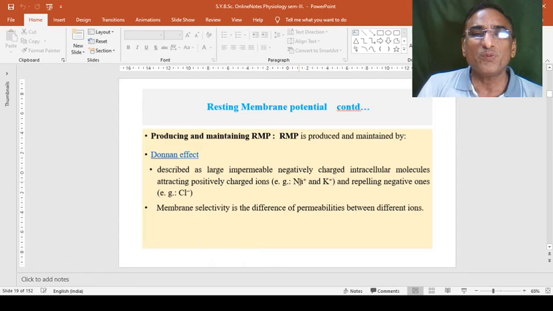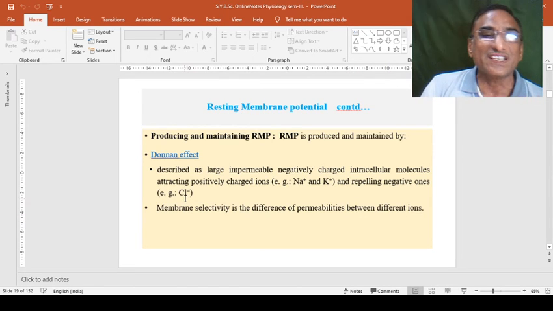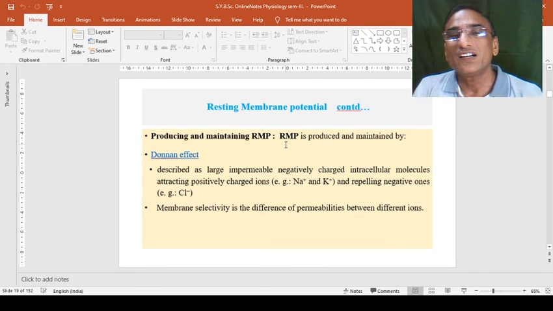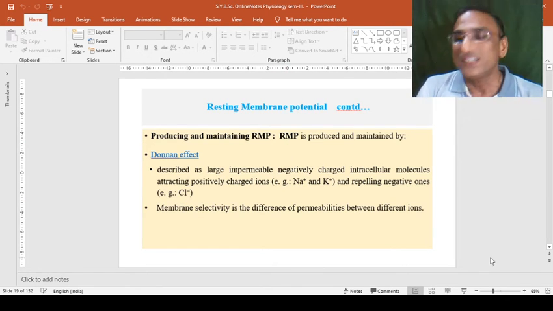So this is the balancing or equilibrium facilitated by the membrane. Membrane selectivity is the difference of permeabilities between different ions. It means as the ion changes, their role changes, their activity changes, and particularly the resting membrane potential changes.